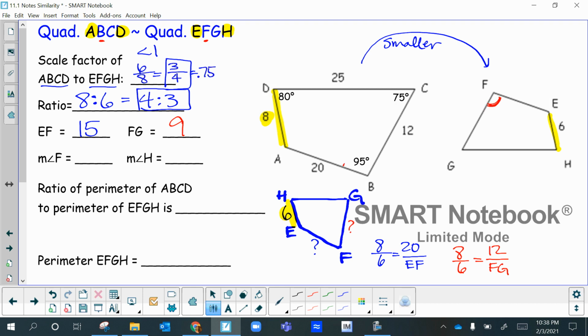Do we know angle B? We sure do. So guess what the measure of angle F is? 95. That was one of the things we talked about. Similar figures have the same exact angle measures correspondingly.